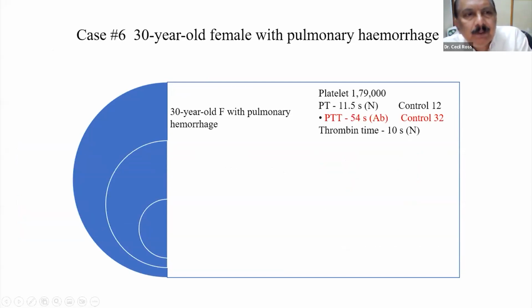Okay. This is a little problem case. A 30-year-old lady with pulmonary hemorrhage. Platelet is normal. PT is normal. APTT is prolonged. Thrombin time is normal. Only APTT is prolonged. What do you think?